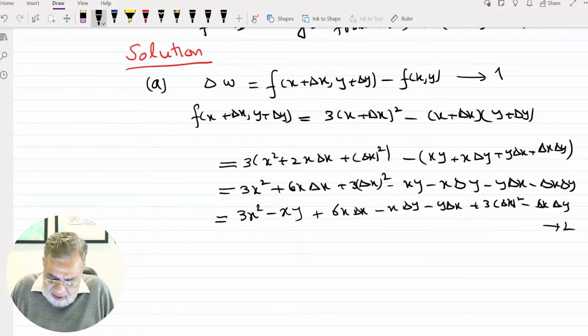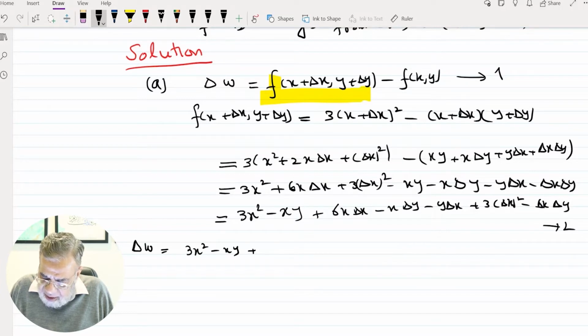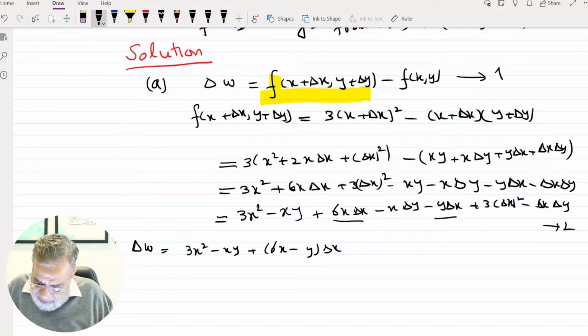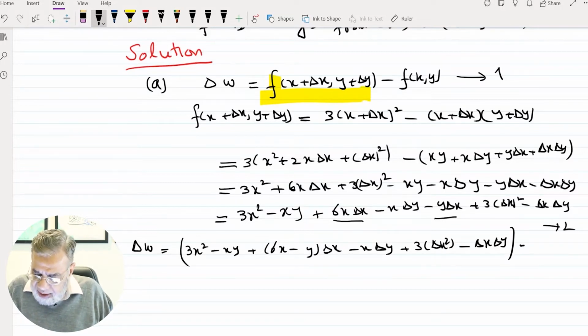I substitute in my equation 1. So I have the value of delta w is equal to f of x plus delta x, y plus delta y. We substitute the value here. What I get is 3x squared minus xy, then plus, I combine these two terms together, 6x minus y into delta x. Then I have the term with x delta y. Then we have the last two terms, 3 delta x whole square minus delta x delta y. So this is my first term. Then the second term is minus f(x, y), which is 3x squared minus xy.